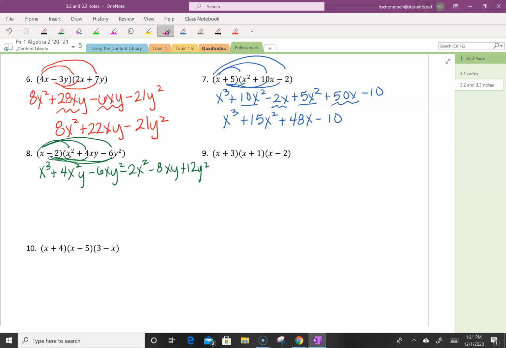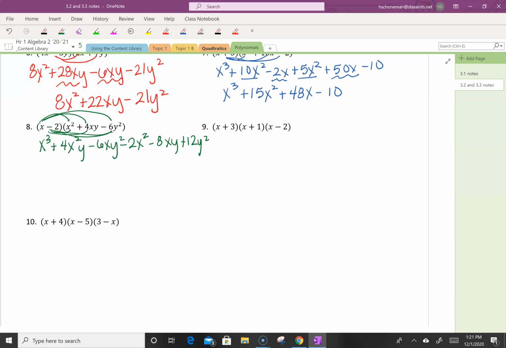So I'm done. Okay, now I got to take 3 binomials. So when you do this, you can only multiply 2 binomials at a time. So we're just going to take it section by section. So x times x is x squared plus x plus 3x plus 3.